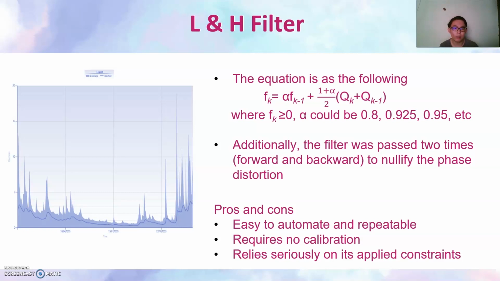Now I want to present about the Lyne and Hollick filter. The equation is as follows, where fk must be more than or equal to 0, and alpha could be 0.8, 0.925, and 0.95. Additionally, the filter was passed 2 times to nullify the phase distortion. It has pros and cons: it is easy to automate and repeatable, and it requires no calibration, but it relies on its applied constraints.